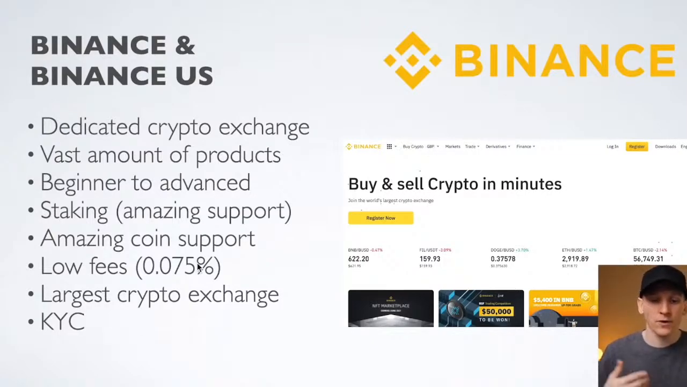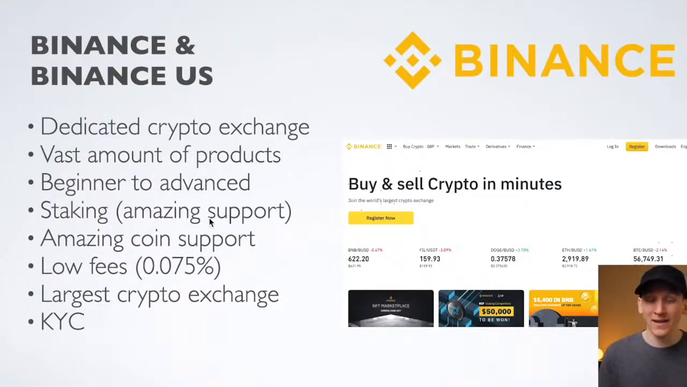Binance, though, is really the king of crypto exchanges. I would recommend every crypto trader to have Binance. They're just simply the biggest and baddest crypto exchange. They have a vast amount of products. You have trading, you have a decentralized exchange, you have derivatives on here as well. Pretty much everything that you could ever want, Binance has. It has amazing staking support as well for coins. It has amazing coin support. It has the lowest fees I've seen at 0.075. It has the highest liquidity as well.